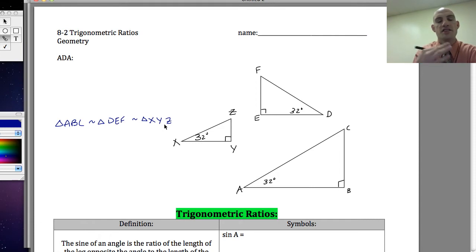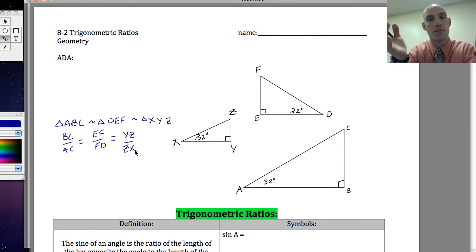This is going to lead us into saying that if we have certain relationships like BC over AC, that's going to be equal to EF over FD, which is also going to be equal to YZ over ZX. So all of these ratios are the same. These three triangles are three different sizes, but because they're similar, these ratios of these sides are the same. That's what trigonometric ratios are.